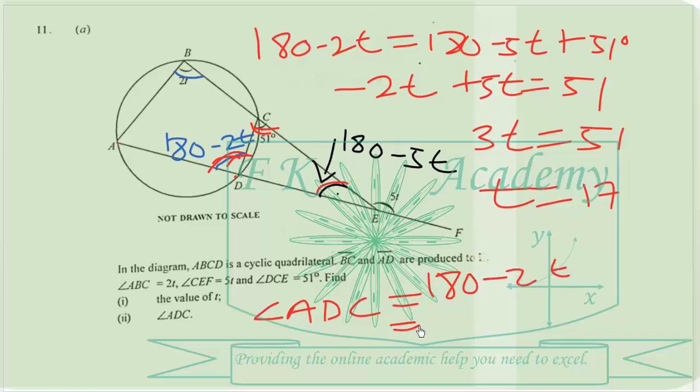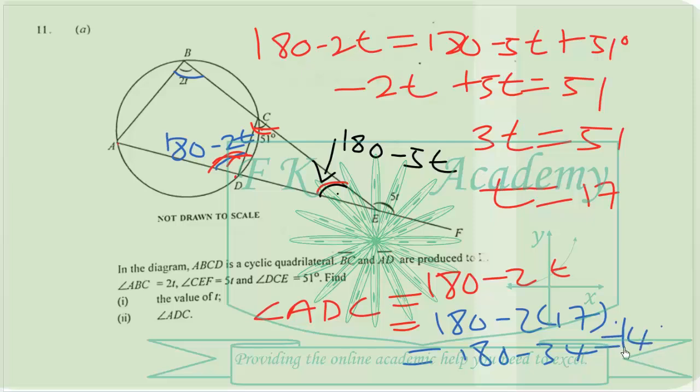So that will be 180 minus 2 times 17, which will be equal to 180 minus 34, and that will give us 146 degrees. 146 degrees. That is the value of angle ADC.